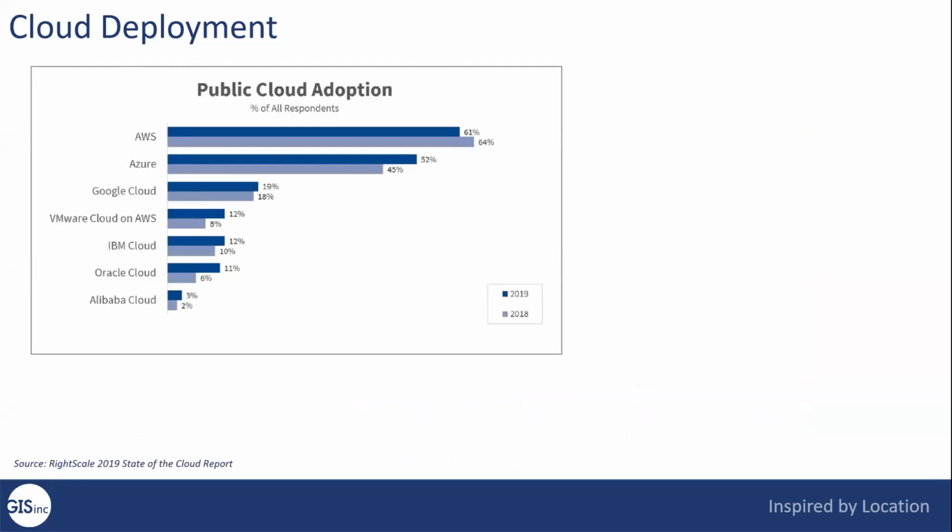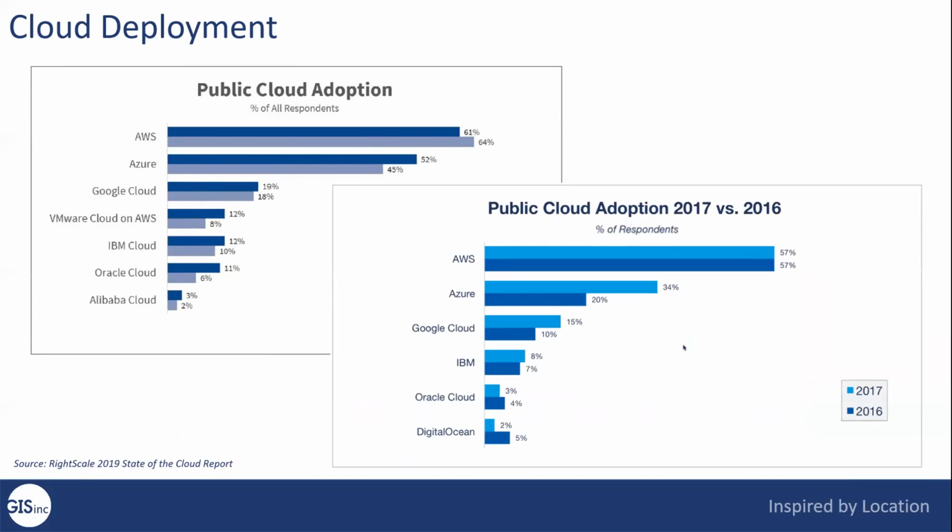And this goes along with what the industry is telling us. If you look at the image on your screen, the chart from RightScale on the left-hand side shows the adoption rate from 2018 to 2019. And you can see there the 3 big providers, Amazon, Microsoft, and Google. And then what's interesting is if you go back a year and compare this with 2016 to 2017, you can see the saturation is still among the big 3, but it's growing.